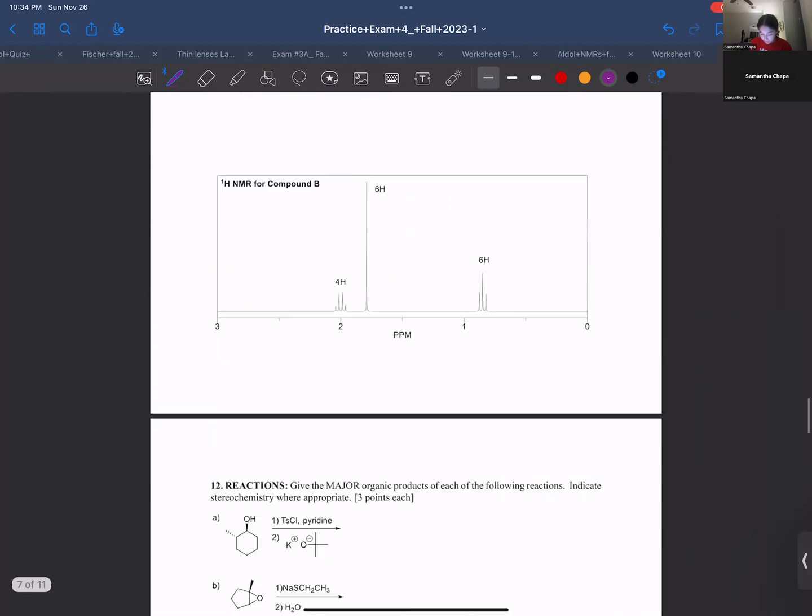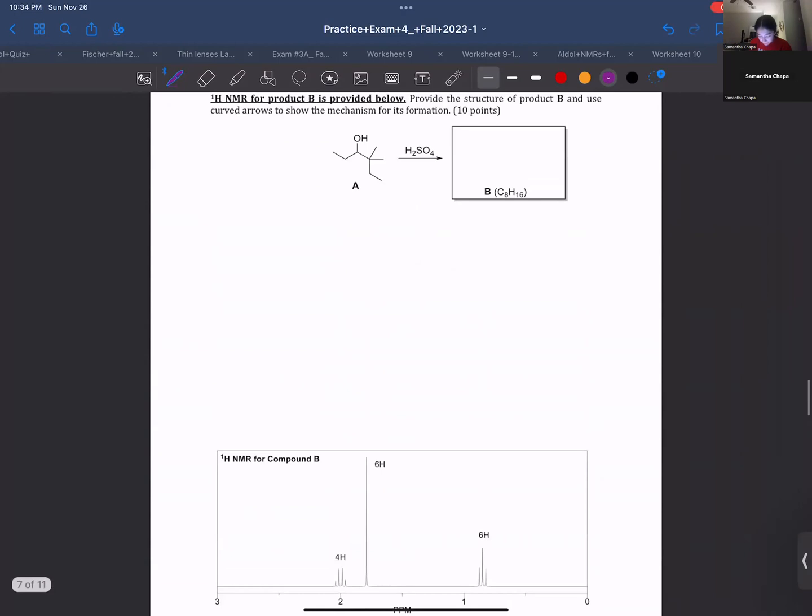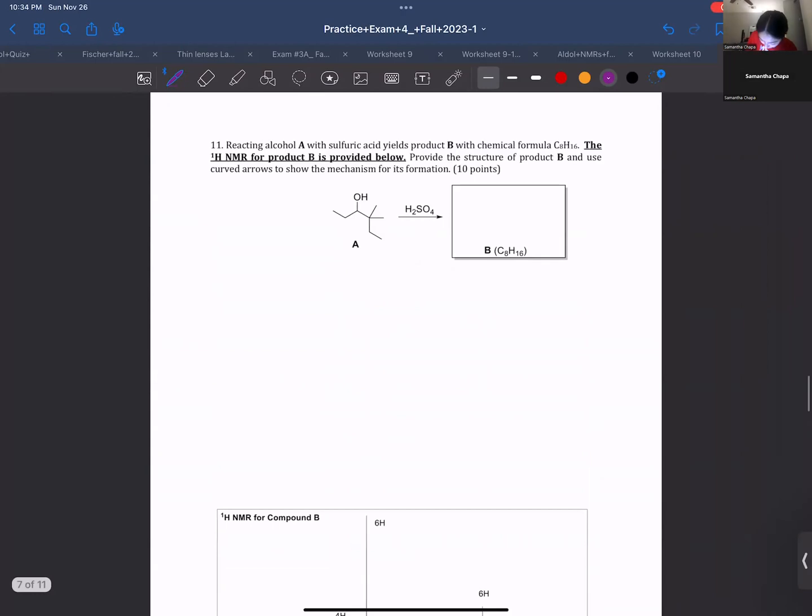Again, go through the mechanisms for those. This one, I kind of looked at it. This is a hard NMR because it's symmetrical, but you can reason through it just by doing the mechanism. And so the mechanism, I'll go through it pretty fast. Remember, you have an acid, look for your base, and protonate.